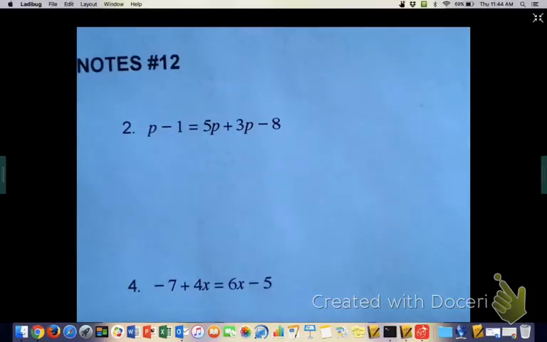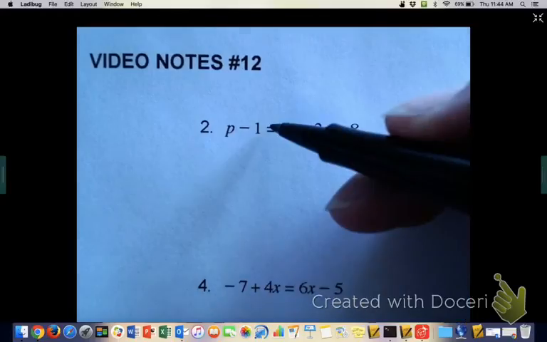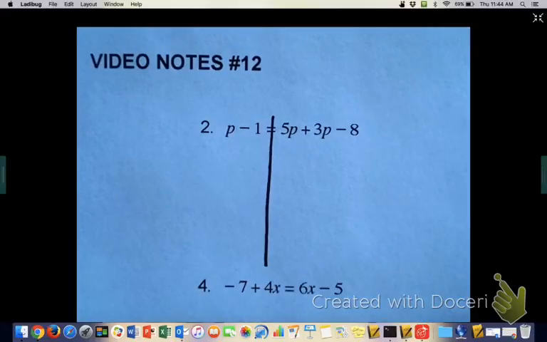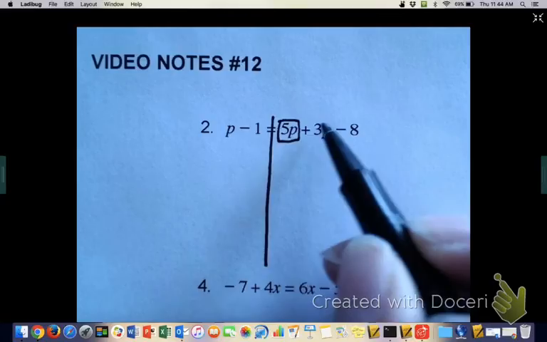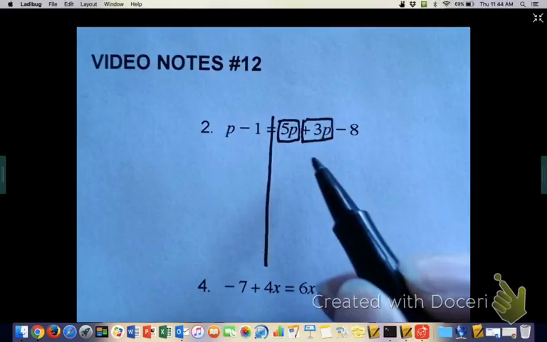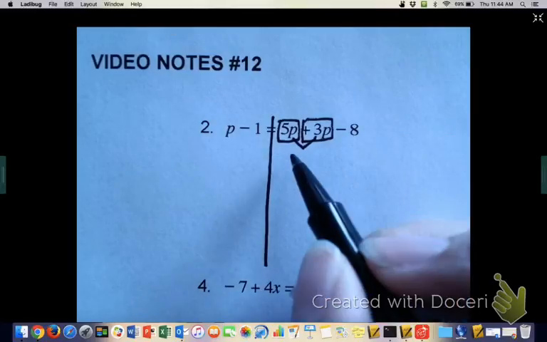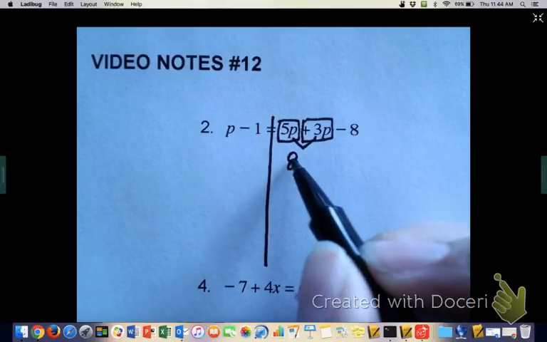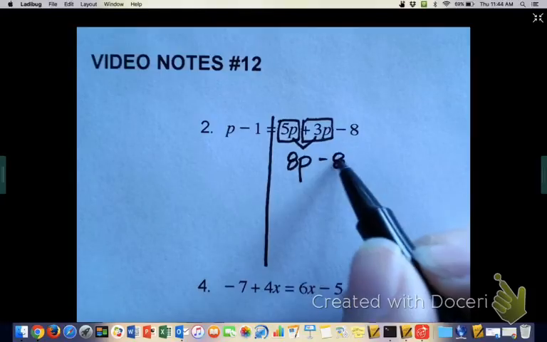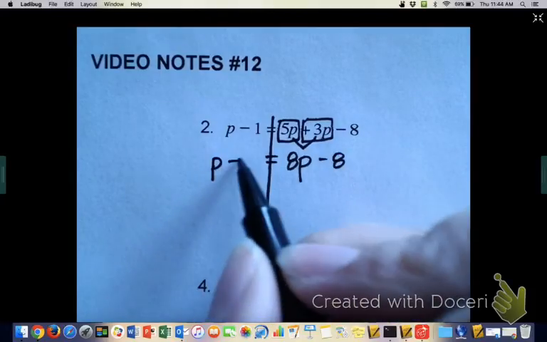All right, number 2. Draw your line. Combine your like terms. If you have like terms that are on the same side of your equals, do that first. Anytime you have like terms, combine them first. So I have 5p plus 3p, which is 8p. Bring down minus 8. Bring down p minus 1 on this side.